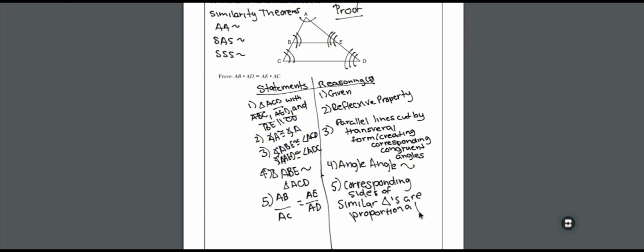Remember your CSSTP. Corresponding sides of similar triangles are in proportion. Okay, now, what do I do after that? You're so close. Number 6.